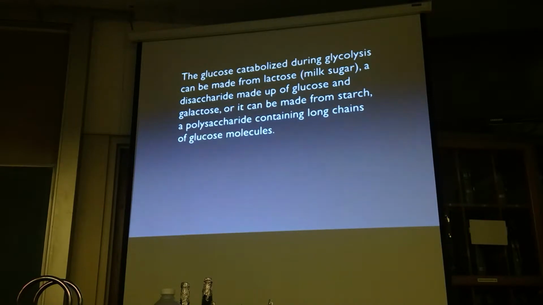Well, okay, so glucose is catabolized during glycolysis. In the case of making cheese or making yogurt, the glucose is coming from milk sugar, which is lactose. Lactose is a disaccharide, so it's a glucose-galactose combination. The cell takes that apart. Galactose and glucose are isomers, so they have the same molecular formula, but they don't have the same exact configuration. And glucose can also be made from starch, because starch is just a whole big long chain of glucose molecules. So you get a lot of glucose from starch.